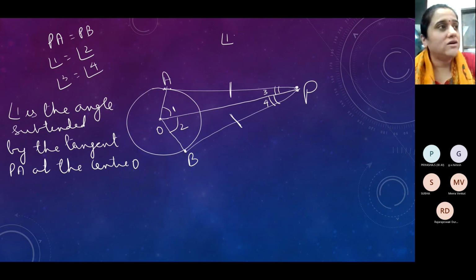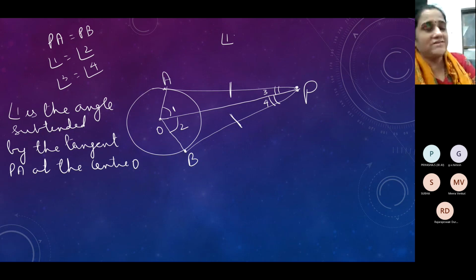See, this is the tangent. We'll understand how we identify the angle subtended by a line segment. What is PA? It's a line segment. It's a tangent. It's a line segment. Now this line segment is subtending or is making an angle at the center. How do you make out that angle?